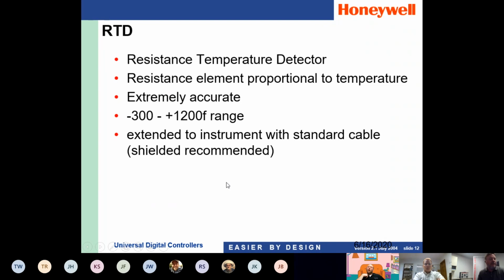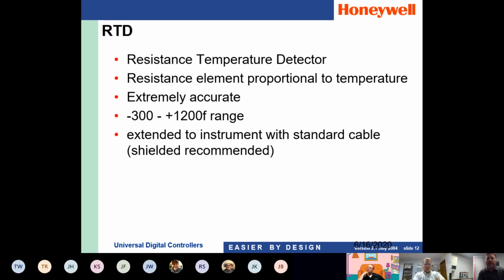RTD is another form of a temperature sensor that you can have hooked up to your PID controller to sense temperature. The RTDs are typically a little bit more accurate than the thermocouples, but the temperature ranges are typically a little bit less as well. So you can see here that we can get RTDs that will go from -300 to 1200 degrees.